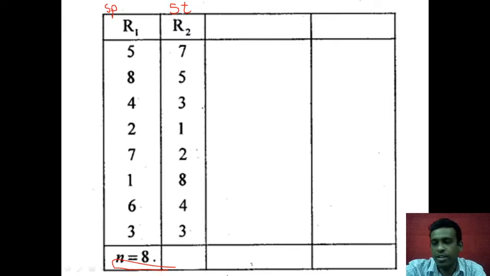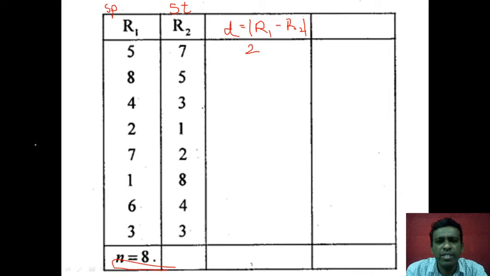Okay. Now the next step is we have to find out deviation d. d equal to R1 minus R2. So R1 minus R2 for the first one, 5 minus 7 is minus 2. You can write minus 2, but I am more interested in the positive difference only. So I can write a mod sign also if you want. Some textbooks use that. So only the positive difference is what I want.